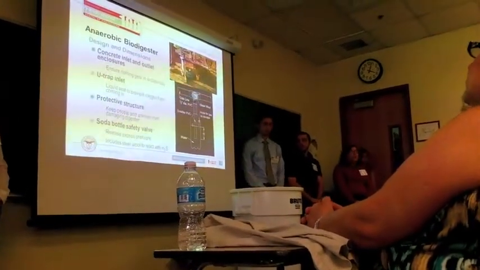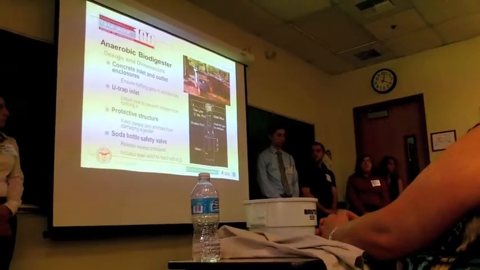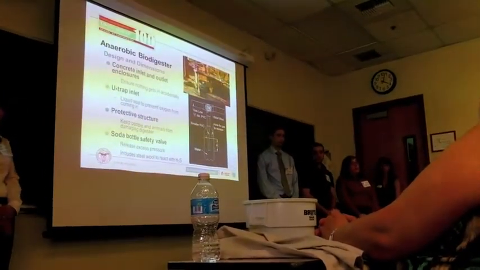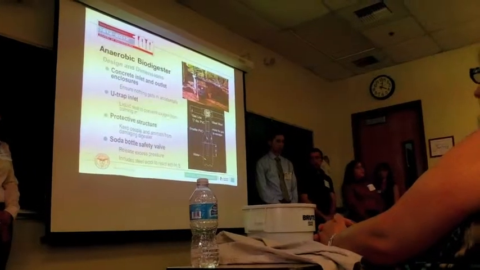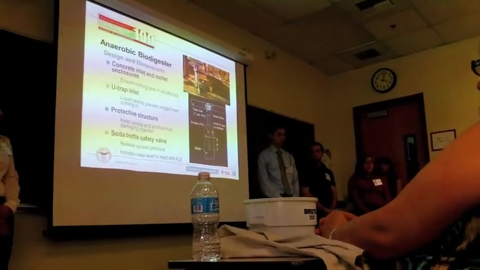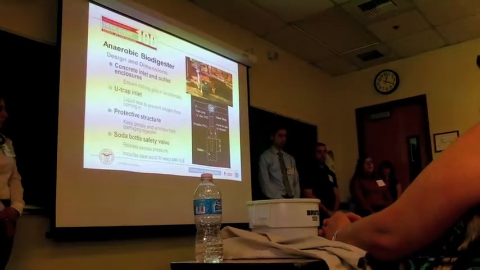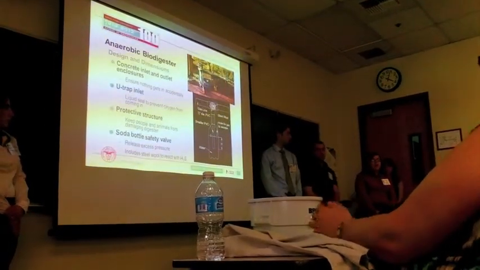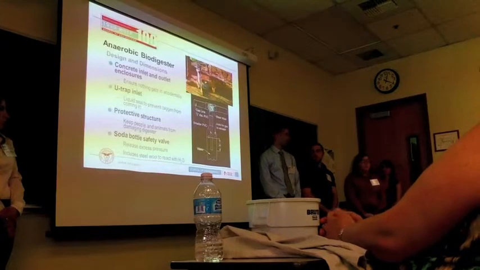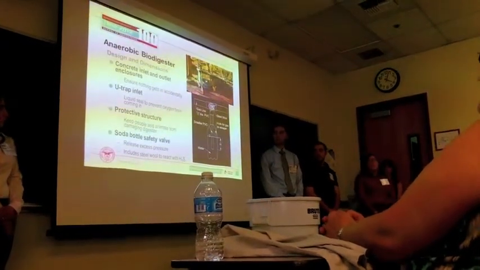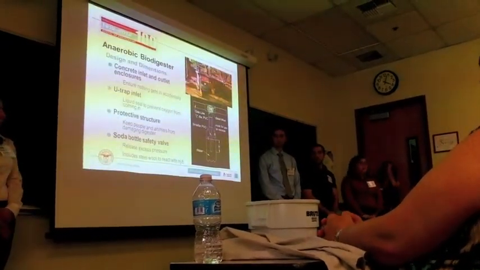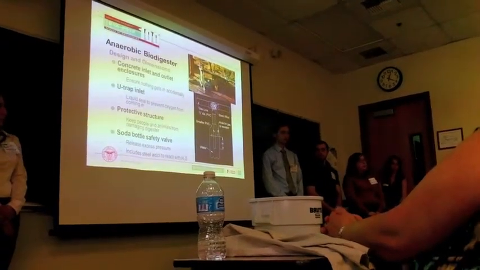The structure is relatively fragile because of the polyethylene cover and because of the microbial activity going on inside. For this reason, we decided to provide a protective structure composed of some wood framing, fencing, and a metal deck to ensure that neither humans nor animals do damage to the biodigester. Lastly, we decided to use a soda bottle safety valve that will release the excess pressure buildup in the bag.